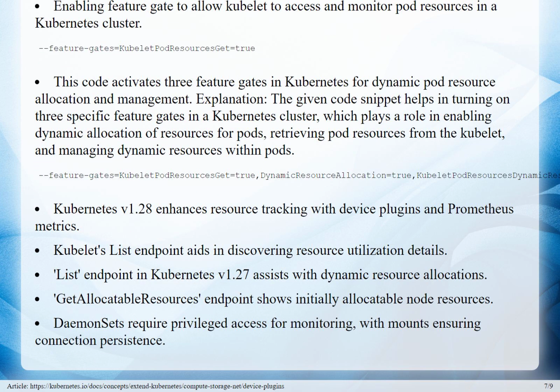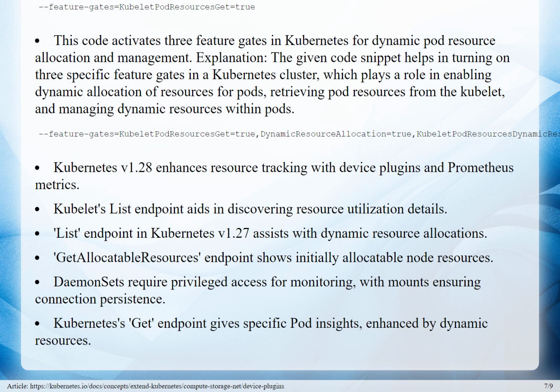Monitoring agents that use the kubelet's gRPC services must have privileged access to the directory /var/lib/kubelet/pod-resources. If using daemon sets, this directory should be mounted as a volume in the monitoring agent's pod spec to ensure kubelet service restarts with durable connections.